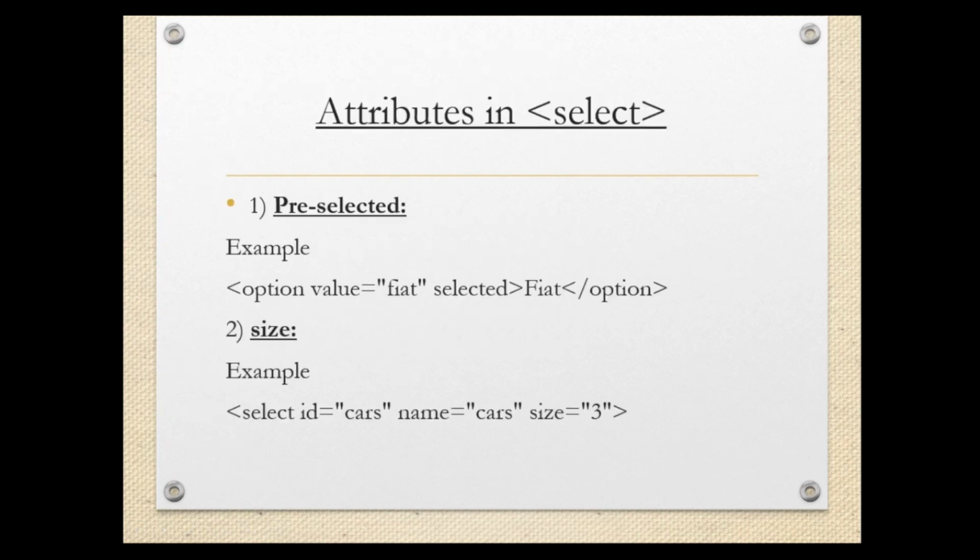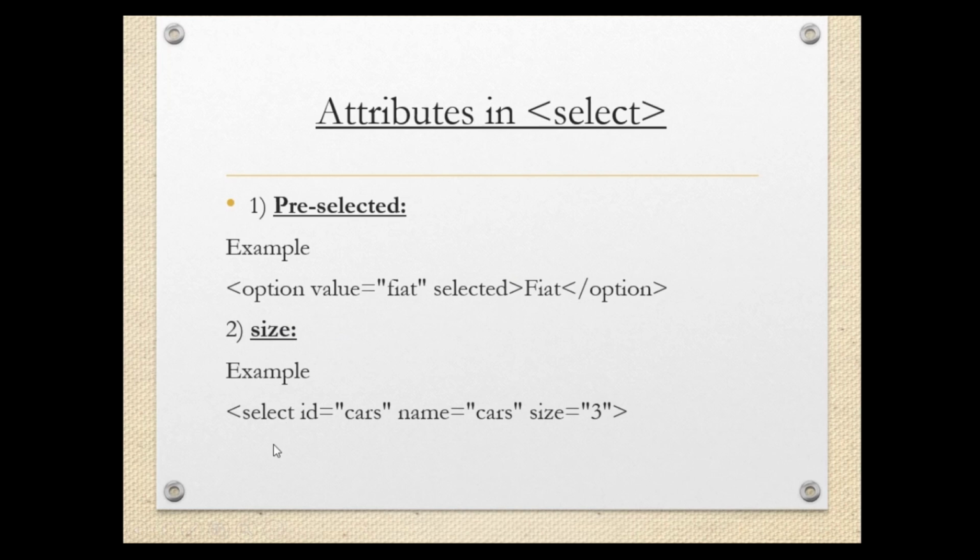Next one we have attributes under the select tag. First one is preselected and second one is size. Now what is preselected? After using the attribute selected, your option will be automatically selected as the default one. For example, if I am taking option value equal to Fiat and I am passing the attribute as selected, so my Fiat car will be selected by default as the first one.